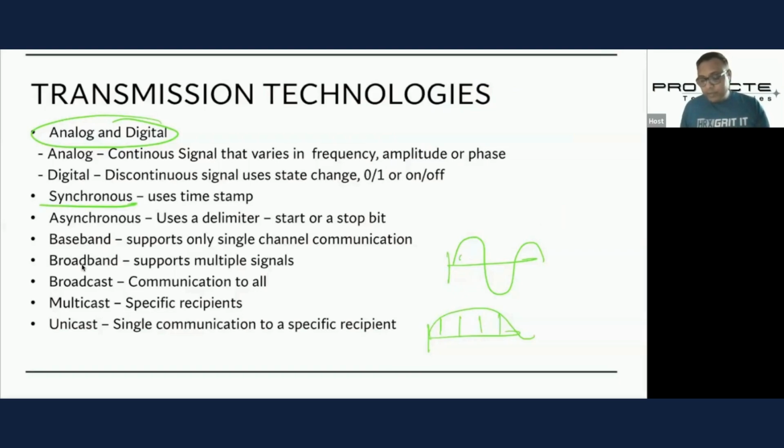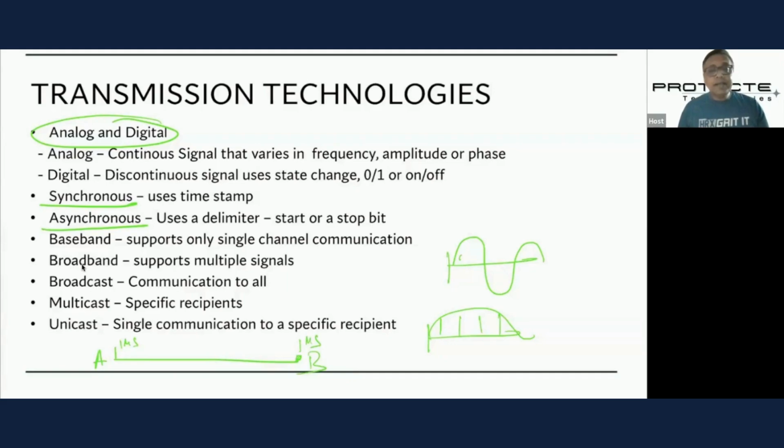Systems also transmit based on synchronous and asynchronous. Synchronous is when a transmission is dependent on time. Okay, there is time synchronization between A and B. So A knows that I have to transmit at every 1 millisecond, then only B will be able to listen to me at 1 millisecond. So there is time synchronization.